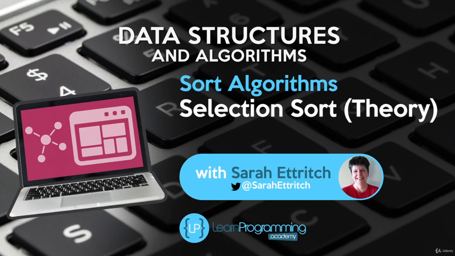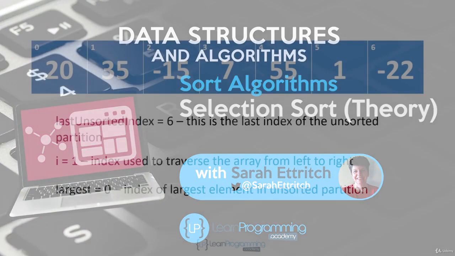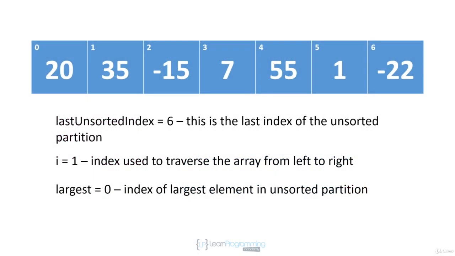All right, so in this video, we're going to take a look at the selection sort algorithm. Now, this algorithm divides the array into sorted and unsorted partitions, just like bubble sort does. What we do is we traverse the array and we look for the largest element in the unsorted partition. When we find it, we swap it with the last element in the unsorted partition. And at that point, that swapped element will be in its correct sorted position.